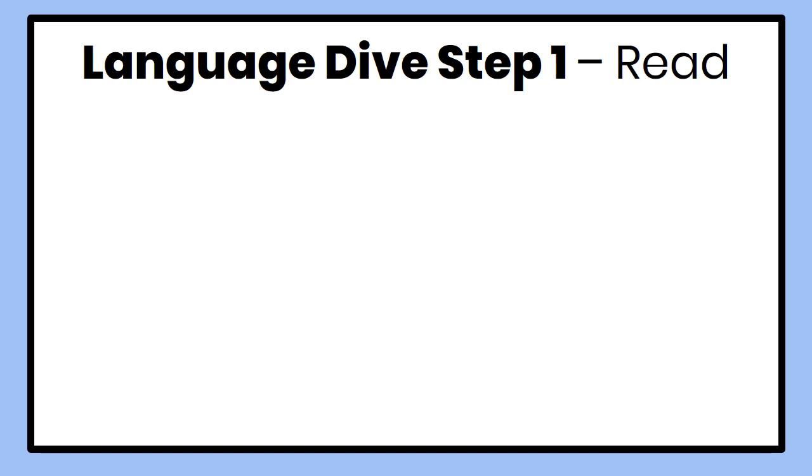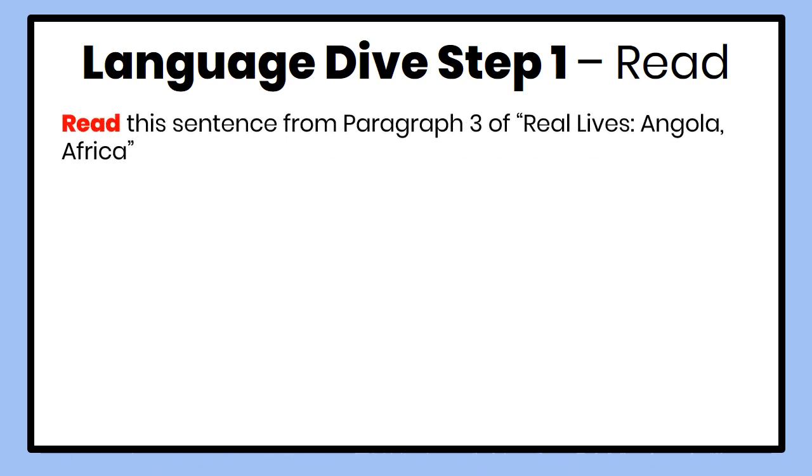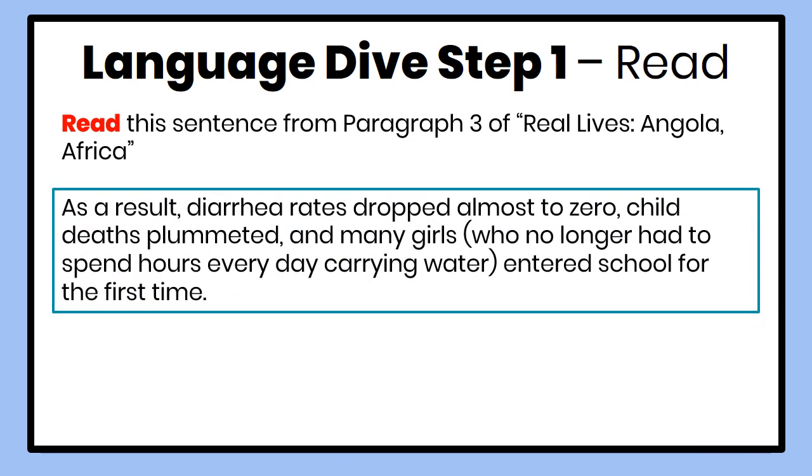We're going to start our language dive by reading this sentence from the text Real Lives Angola, Africa. As a result, diarrhea rates dropped almost to zero. Child deaths plummeted, and many girls who no longer had to spend hours every day carrying water entered school for the first time. Now it's your turn. Read the sentence out loud.